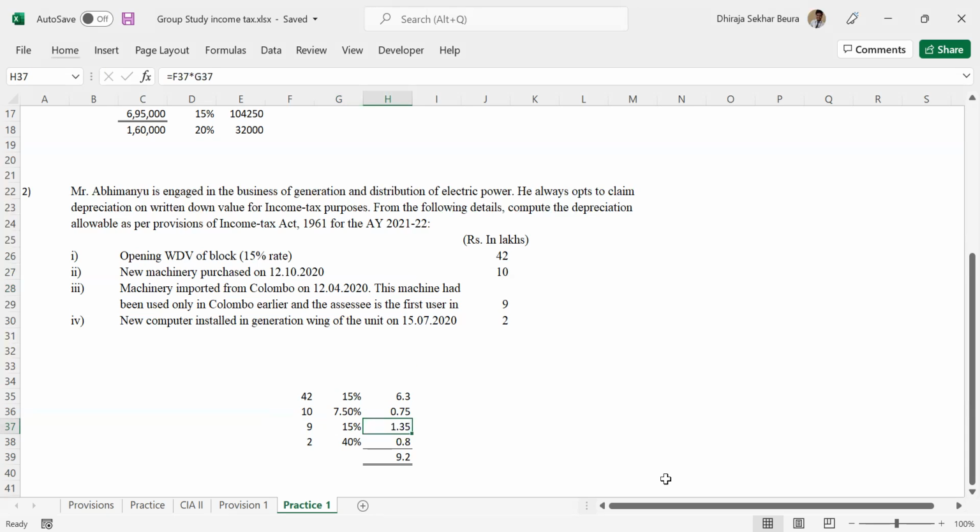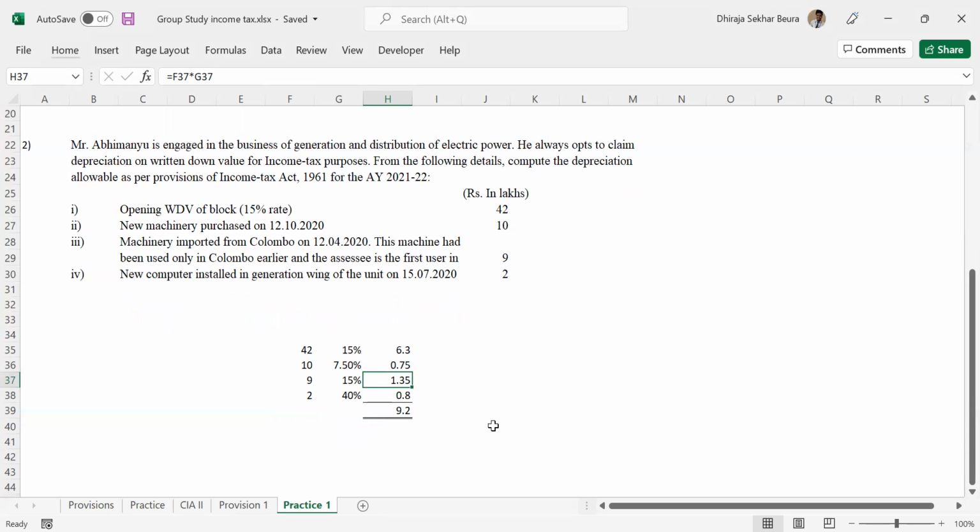Okay. There is one more thing that I'm missing. I want somebody to tell me what I'm missing. The computer is in a new block. That is fine. I have taken it as a new block only. So 40% I've calculated. No, there is one more component missing. Because of which our depreciation, 20% on 10 lakhs, will also be there. Yes, that's what I was expecting.